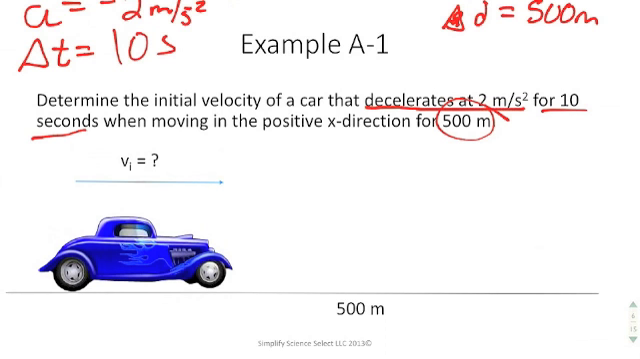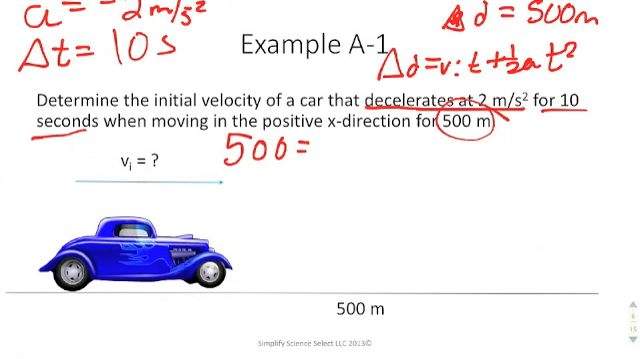So the equation that we have is delta D equals VIT plus 1 half at squared. Or when we plug in, we get 500 equals VIT plus 1 half negative 2 10 squared. Oh, this one wasn't as hard as I thought. This one is the easier one for us to take a look at. So we'll look at one that's a little bit more difficult later.